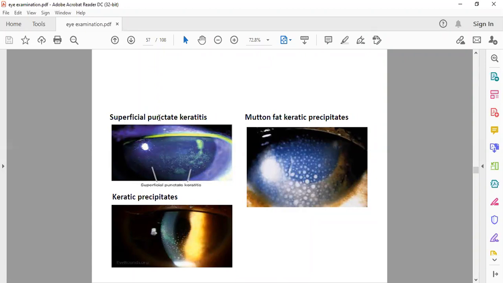Now, keratic precipitates are nothing but collections of blood cells at the back surface of the cornea. I was talking about the slit of the cornea. So this is a slit of the cornea. This is the anterior surface and this is the posterior surface. On the posterior surface you can see white dots, and these white dots are keratic precipitates. Sometimes these white dots are not small. Here they are very small and dot-like, but here they are very big. So they are called mutton fat keratic precipitates, and these are usually seen in patients with uveitis.